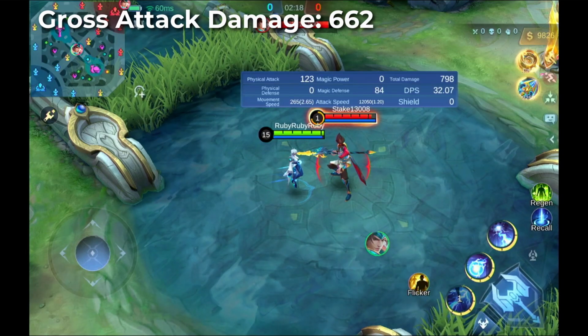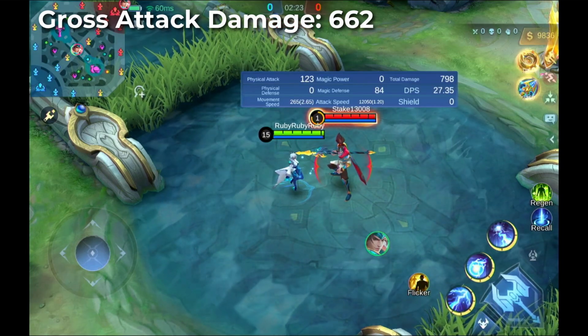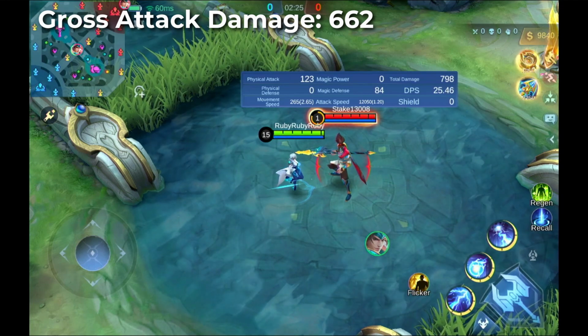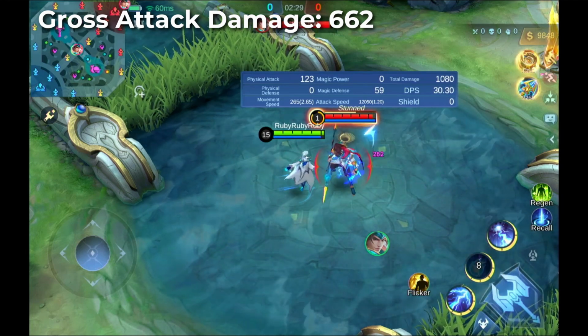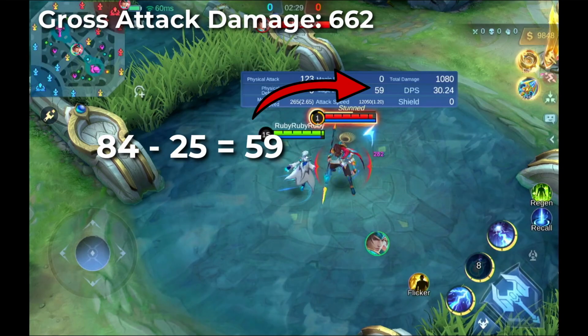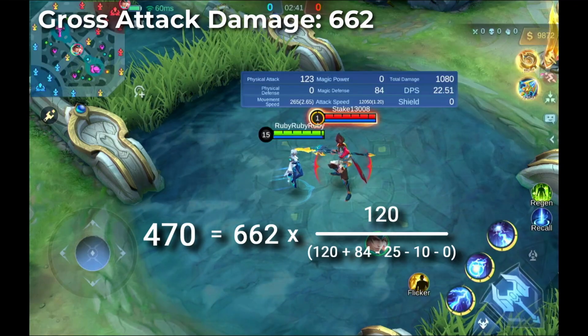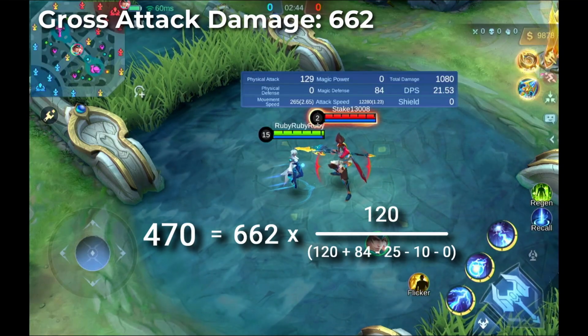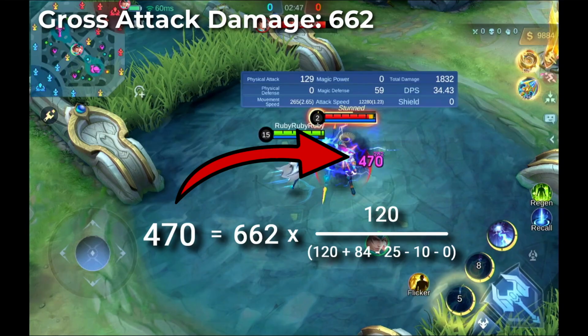Now, Eudora's skill 2 can reduce a target's magic defense for 1.8 seconds when cast. It has 25 points of magic defense reduction at level 6, and we can easily see this in effect by casting it on the board. So in theory, we can increase our initial skill 1 damage to 470 by casting skill 2 first, since it reduces the target's magic defense. Sweet, we increased our damage again.